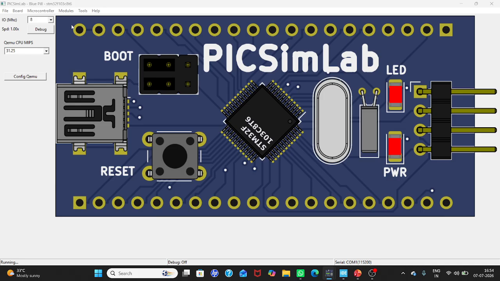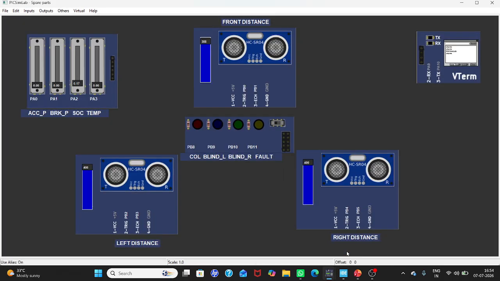Hardware connections. The STM32 Blue Pill is the main controller. The accelerator potentiometer is connected to PA0, the brake potentiometer is connected to PA1, and the motor temperature potentiometer is connected to PA2.